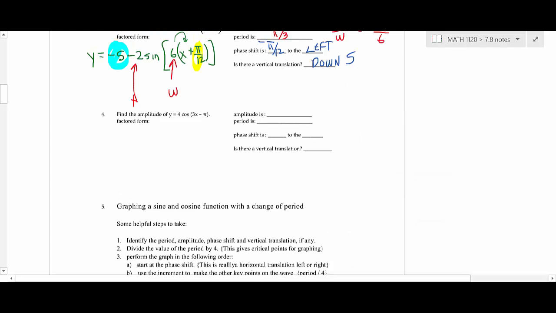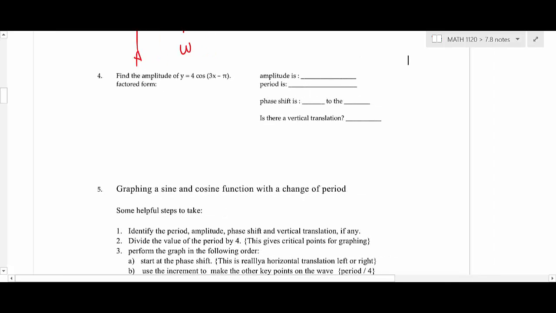So to continue with this, if you're given a function like this, you want to be able to identify all these things: the amplitude, the period, the phase shift, and if you have vertical translations and stuff like that. Those are the key things, okay? All right, so the first thing you've got to do is put this in a factored form.